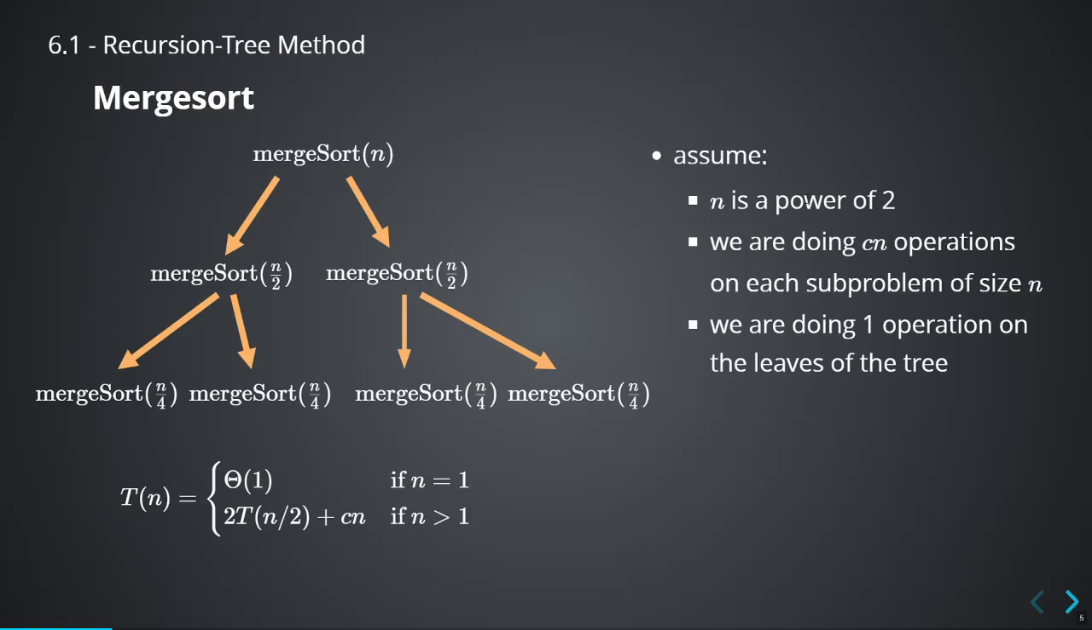And there are some assumptions that we're making to make the analysis simpler. We're going to say that n is just a power of 2, because we divide it by 2. It'd be nicer if n is a power of 2. And we are doing cn operations on each subproblem of size n, where c is just some constant, and we are doing 1 operation on the leaves of the tree. That's the assumption here. We talked about this in the last lecture, where we can afford to be a bit sloppy because it doesn't make that much of a difference, especially on the non-exact division and on the boundary conditions. So let's get started.